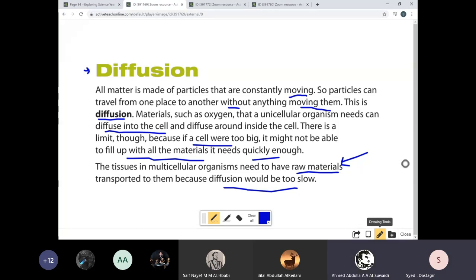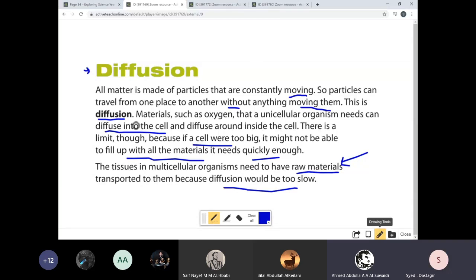However, if we were just one cell, do we need a digestive system? Do we need blood? No, we don't. Why? Because we're small enough for the raw materials like glucose to diffuse into the places we need it. Okay?